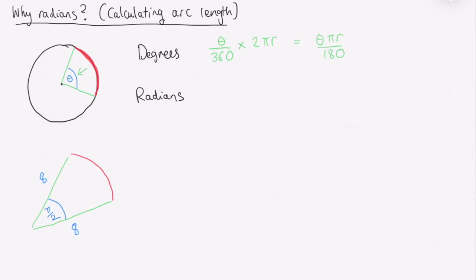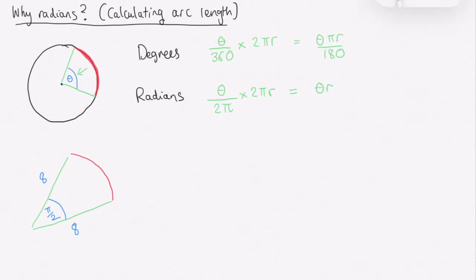However, let's do this same thing in radians. So if we have an angle of theta radians, we know that the sum of the angles around the point in radians is 2 pi. So the fraction of the circumference that we're looking for is theta over 2 pi. And let's multiply that by the circumference of the circle, which is 2 pi r. And notice this simplifies, and we end up with the formula theta r.